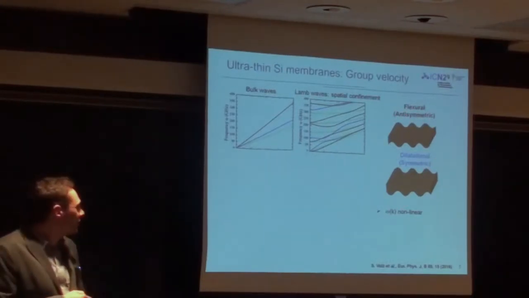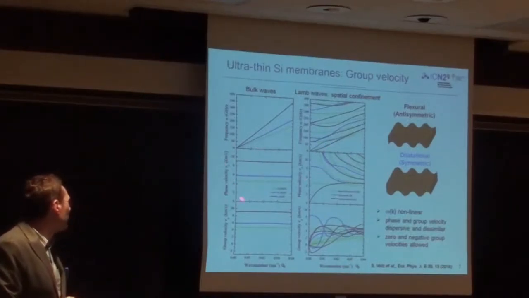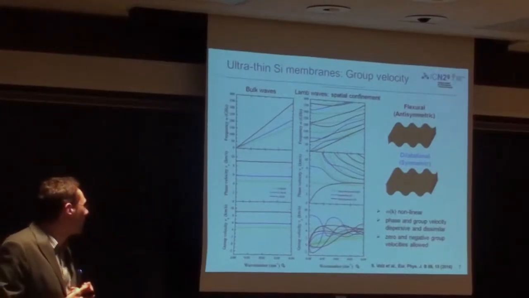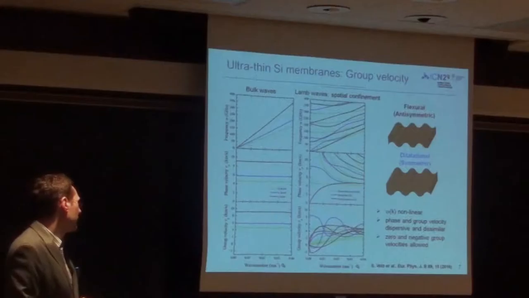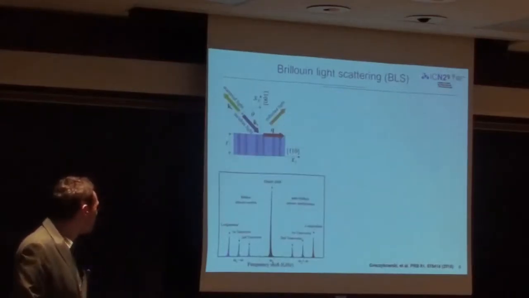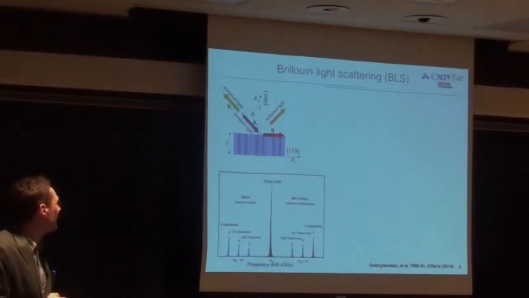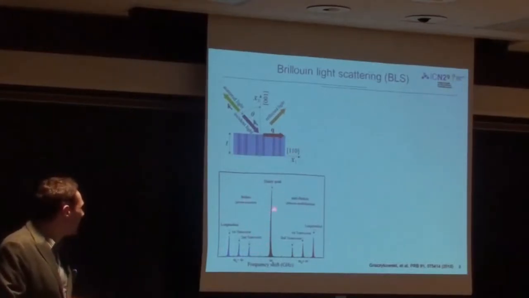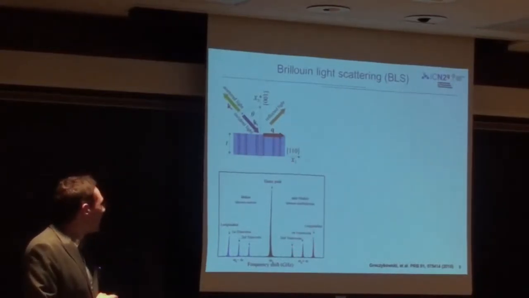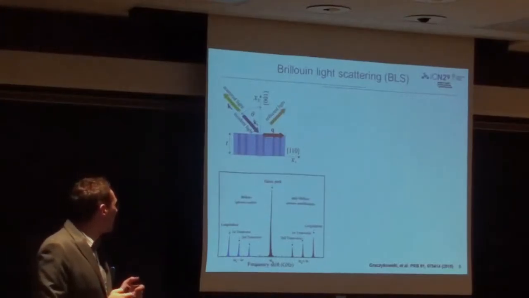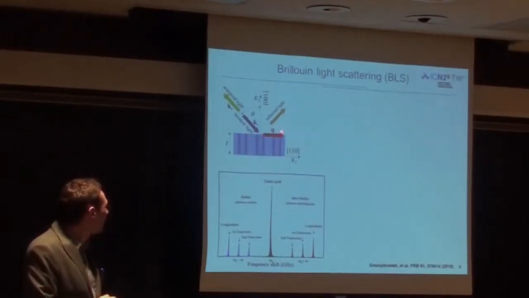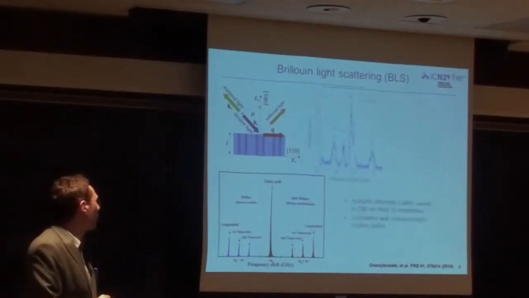So the first thing that you see is that the dispersion relation becomes nonlinear. And then if you model the phase velocity and the group velocity, it turns out that phase and group velocity are dispersive, they're dissimilar, and that you can even achieve zero or negative group velocities in these kinds of low dimensional freestanding structures. So what we've done now is to measure the acoustic phonons by inelastic light scattering. You see an elastic peak, and then you see the transverse and the longitudinal acoustical phonons. And by changing the angle between the scattered light and the surface of your material, you can select certain wave vectors. And by tuning this, you can then probe the dispersion relation.